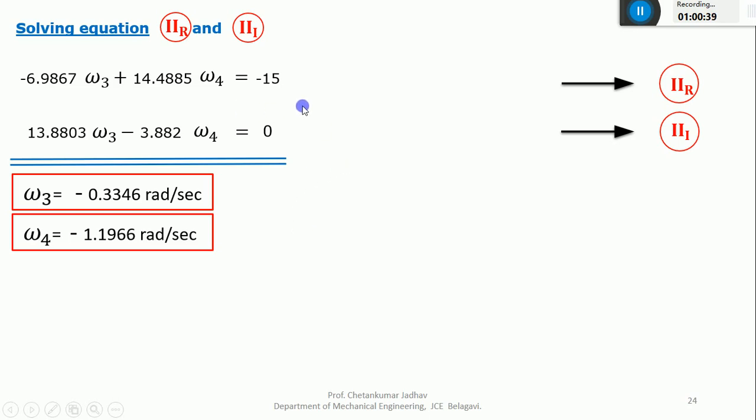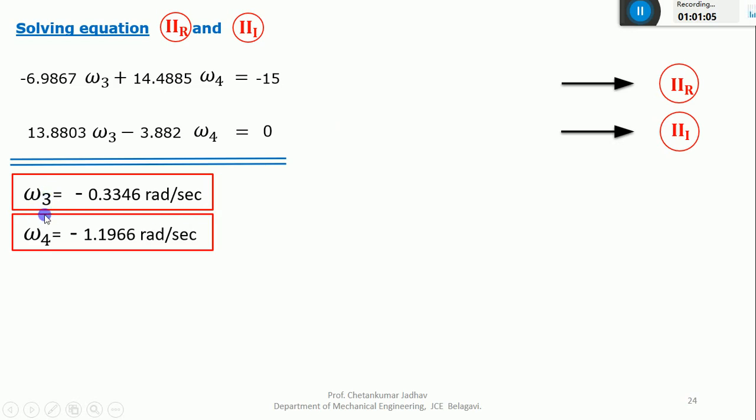Please solve these two equations with the help of the calculator. In the calculator, go to the equation mode, substitute the values, and you'll get the answer. Because there are two unknowns and two equations, I can solve easily with the help of the calculator.